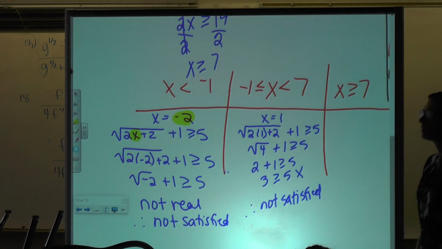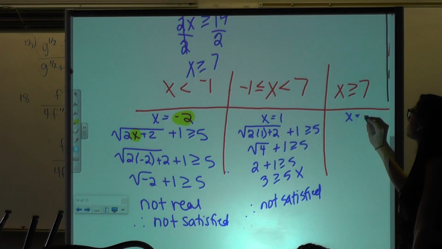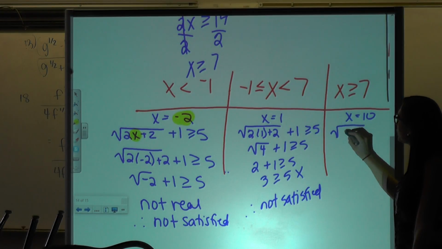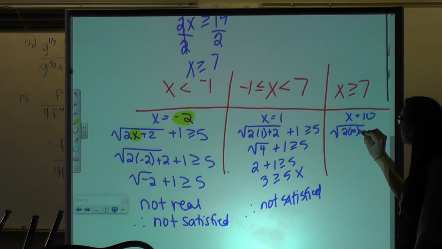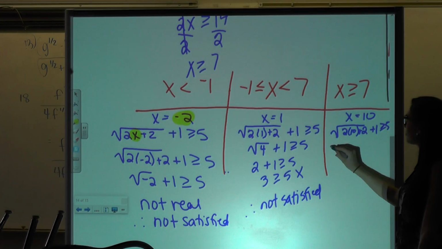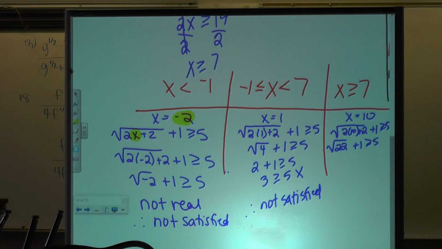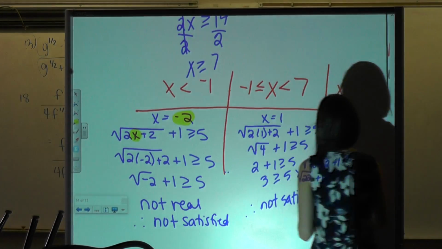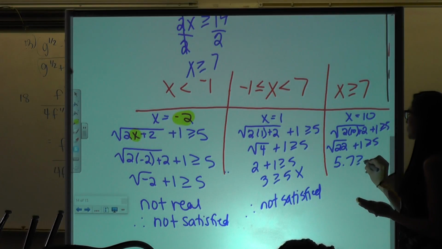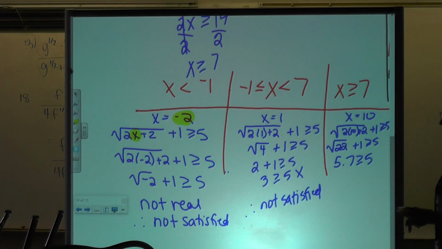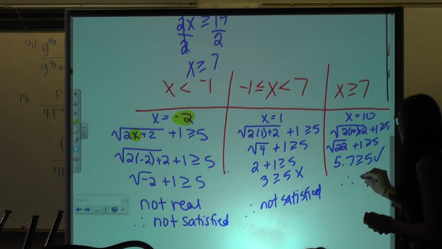Pick any number greater than 7. 2. X equals 10. Square root of 2 times 10 plus 2, plus 1 is greater than or equal to 5. The square root of 22 plus 1 is greater than or equal to 5. If you do the square root of 22 plus 1 in your calculator, you get 5.7, which is greater than or equal to 5. Will that work? Is 5.7 bigger than 5? Yes, therefore satisfied.